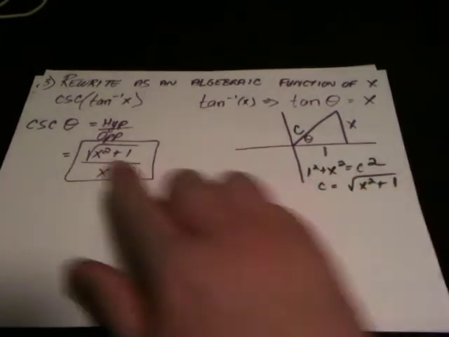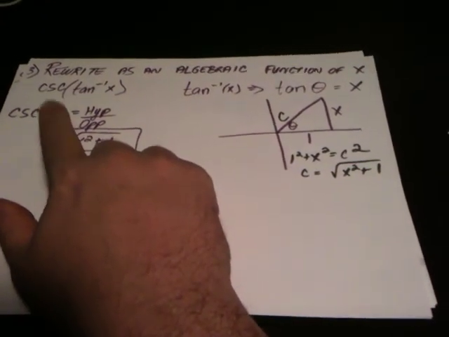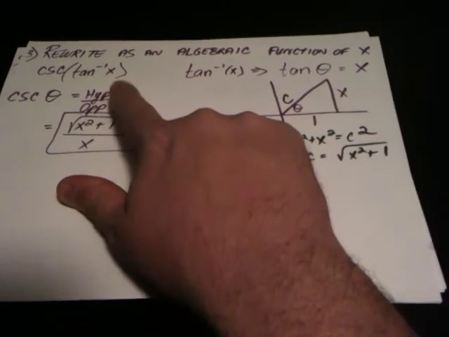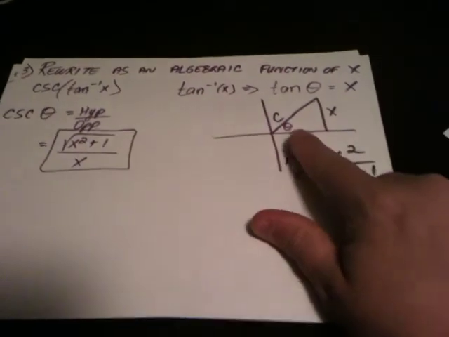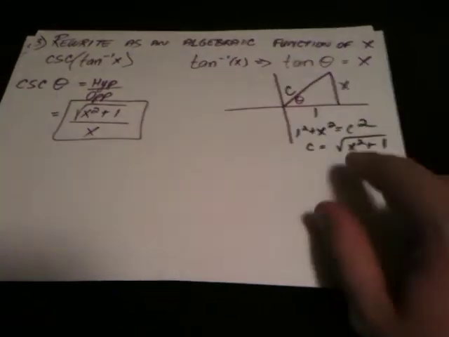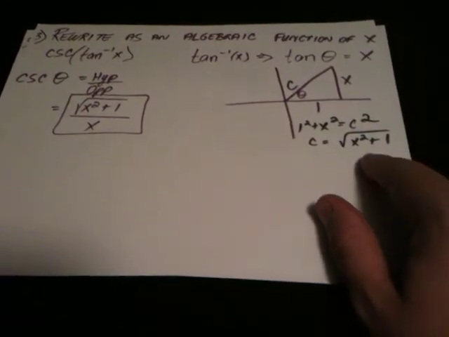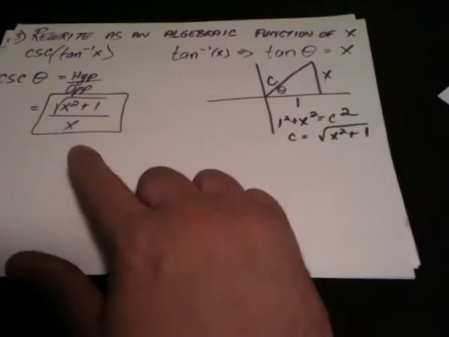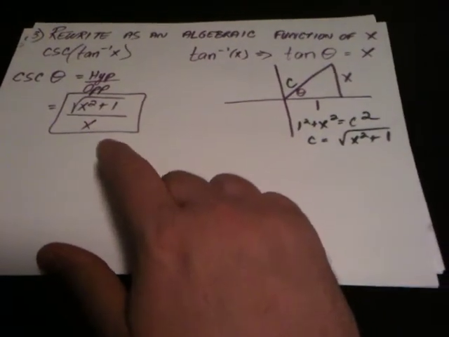Now what we're looking for is your cosecant of theta, cosecant of the angle. The cosecant is the hypotenuse over the opposite. So we come over here. There's my angle. The hypotenuse we've already decided is the square root of x squared plus 1. The opposite is x, so our final answer is the square root of x squared plus 1 over x.